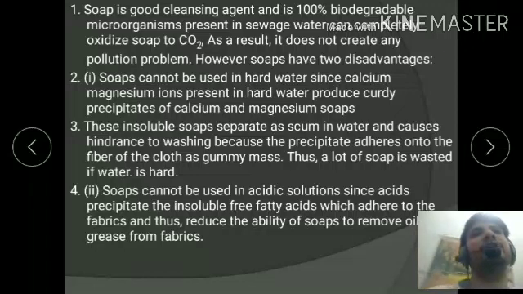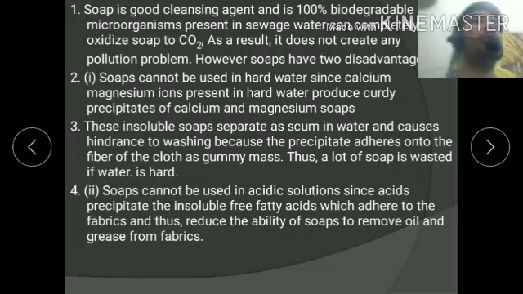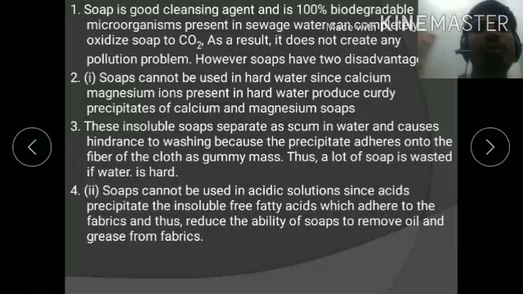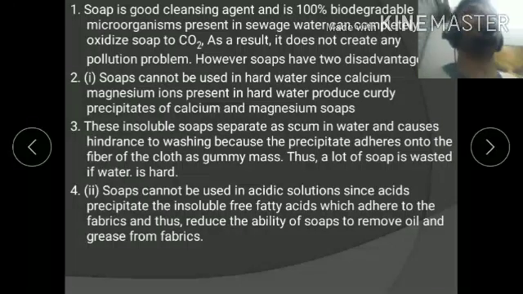The second disadvantage of soap is that soap cannot be used in an acidic solution, since acid precipitates the insoluble fatty acids, which adhere to the fabric and thus reduce the ability of soap to remove oil and grease from the fabrics. Why don't we use soap in an acidic solution? Because acid precipitates the fatty acid.